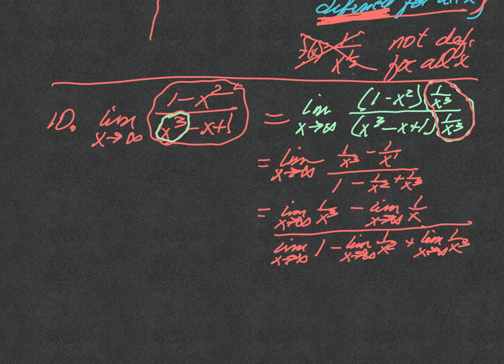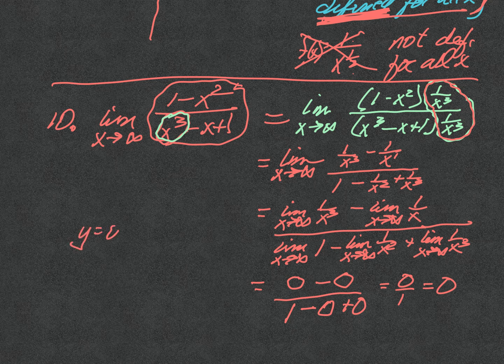All right? Now, these are all rational exponents, and the limit as x goes to infinity of that first term is 0, of the second term is 0. In the denominator, it's 1, because that's a constant, minus 0 plus 0. And therefore, we get 0 over 1, which is equal to 0. And so, y equals 0 is a horizontal asymptote.